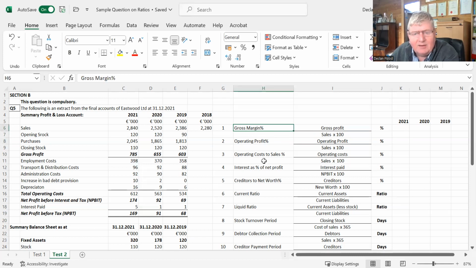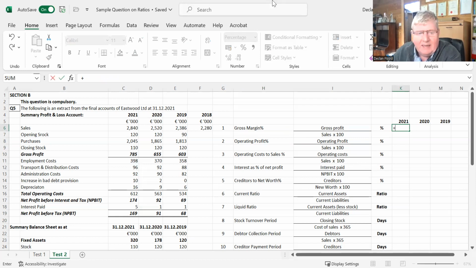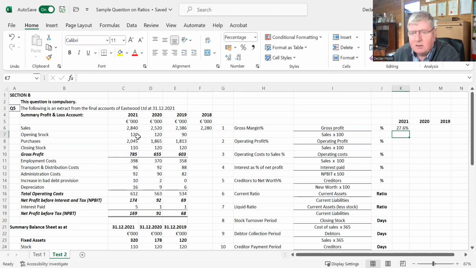So if we want to get the gross profit ratio, the gross margin, all we have to do is go into the screen and put in our gross profit, which is clearly marked there for 2021, and then divide that by our sales, and our sales figure is there as well. And we just hit enter, and now we have 27.6%. So that is our gross margin. We buy stuff and we sell stuff, and the margin we make is 27.6.